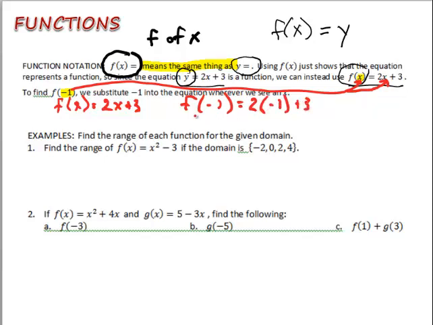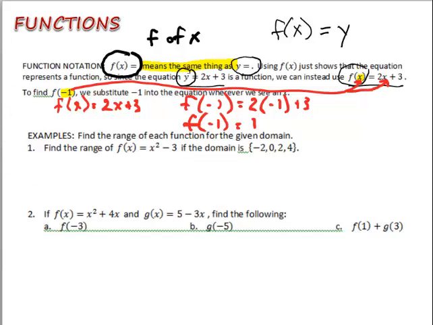So f of -1, when I do the math on the right side, equals -2 plus 3, which is just going to be 1. Okay? So it's just another way of doing what we did on the page before, back in the first, with the function machine. So let's do a couple of examples.